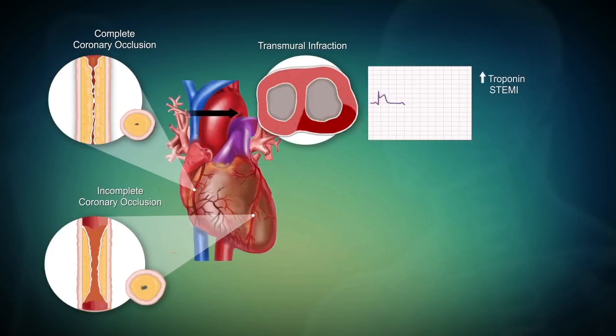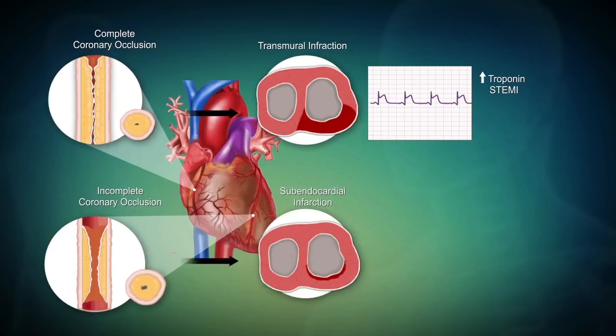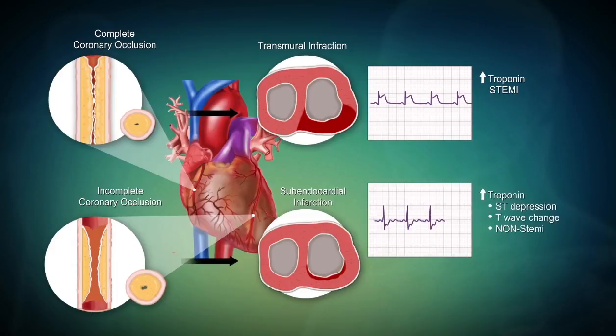This causes the troponin to be elevated, and ST segment changes associated with ST segment elevation MI, diagnosing this syndrome of ST segment elevation MI. Alternatively, there may be incomplete coronary artery occlusion, and in this situation, one often gets subendocardial infarction. This results in different EKG manifestations with ST segment depression, but if there's infarction, the troponin is still elevated. And this combination of troponin elevation with ST segment depression or T-wave changes diagnoses a non-ST segment elevation MI.